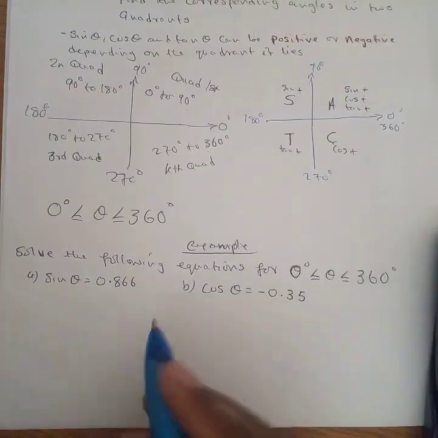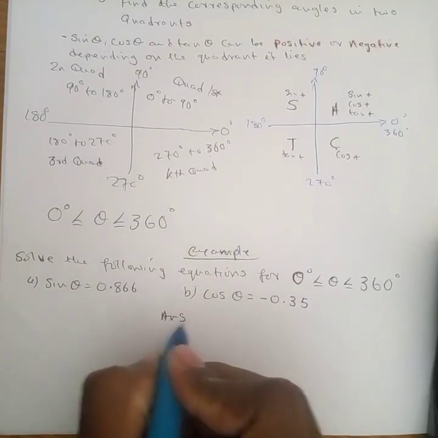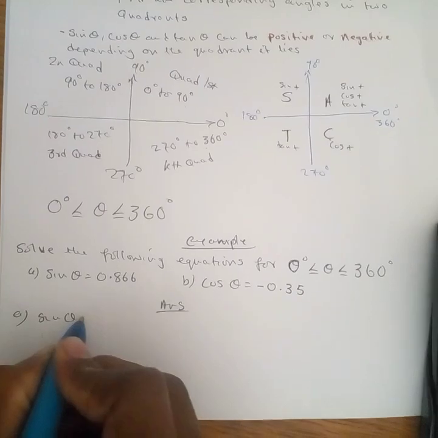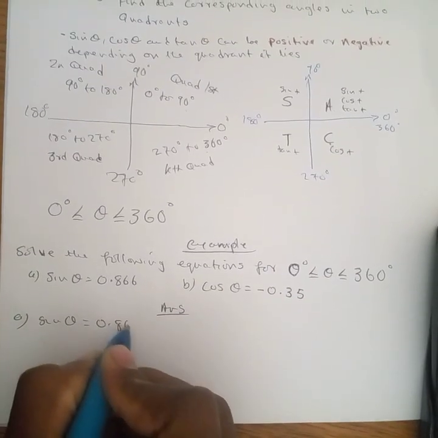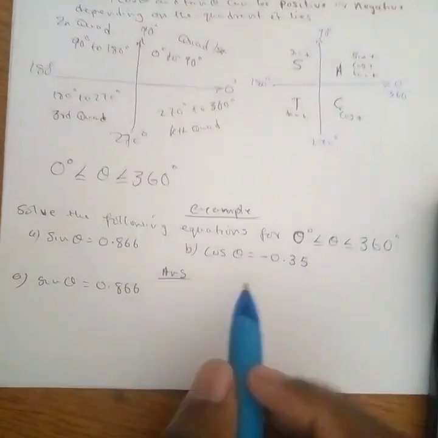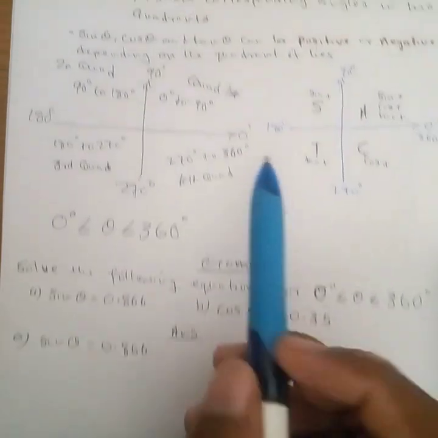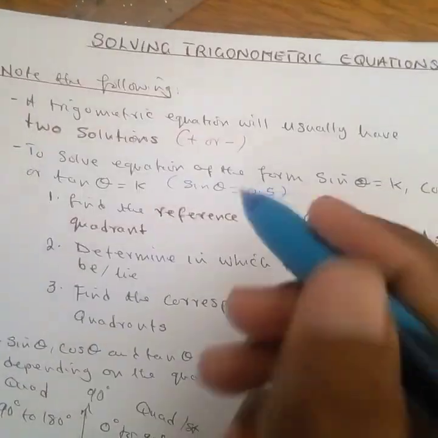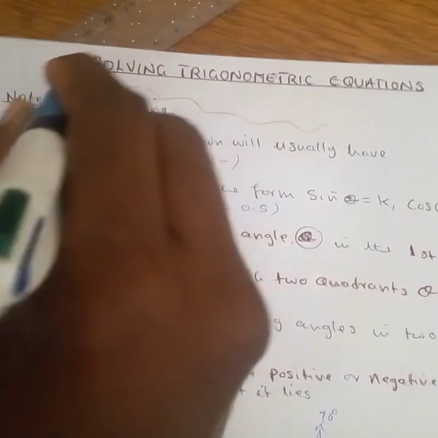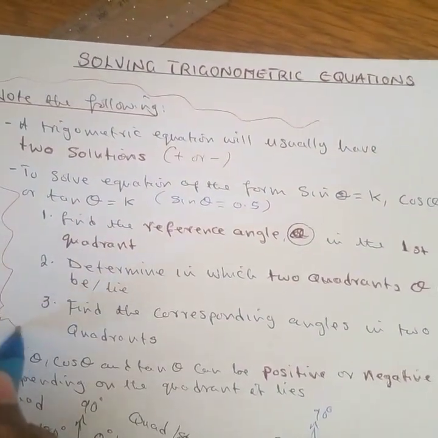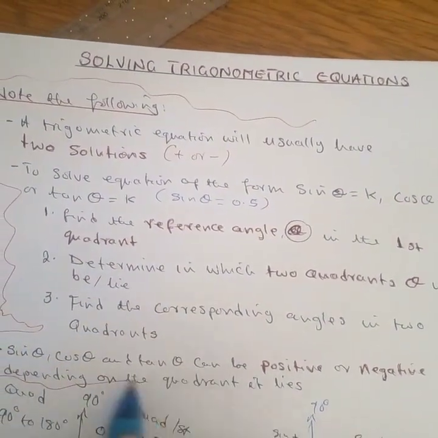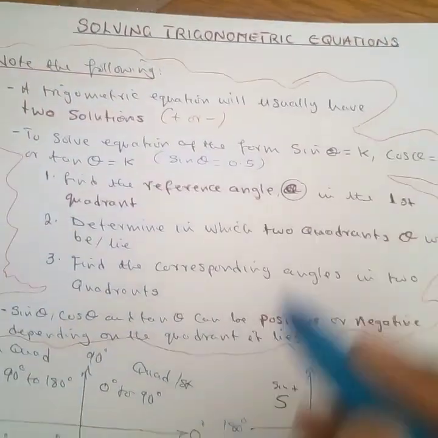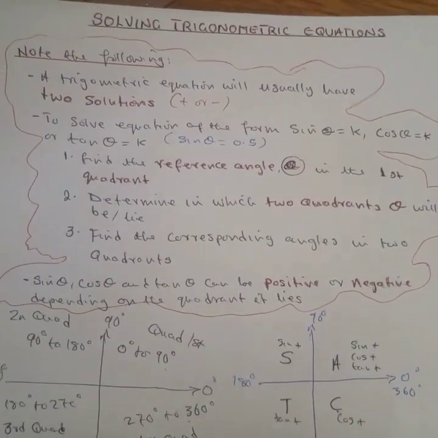So let's begin with the first question. A, they're asking us to find sine theta is equal to 0.866. So the first thing we need to identify is what they said. We should find first of all the reference angle. Make sure that you take this part serious because it will guide you on how you should find the two angles. This is very important for you.